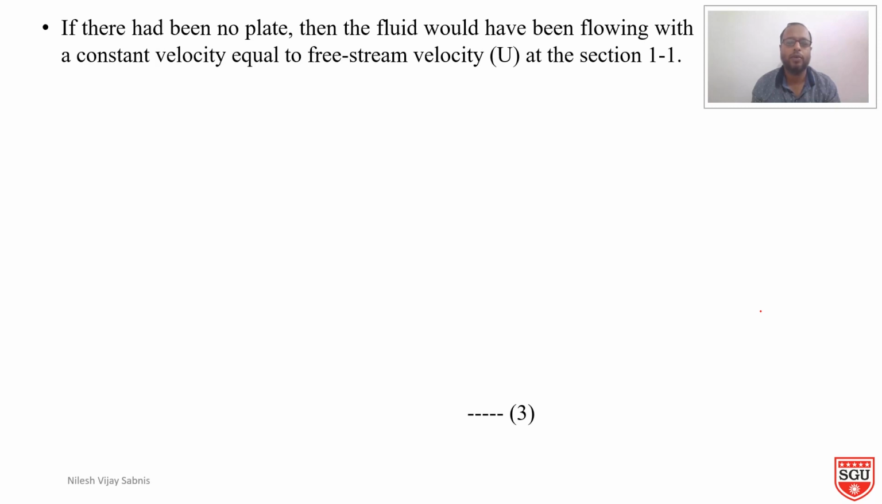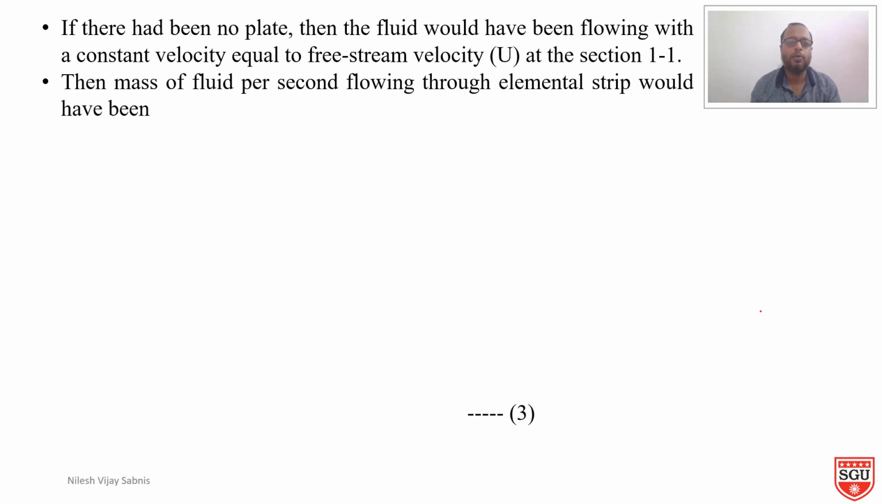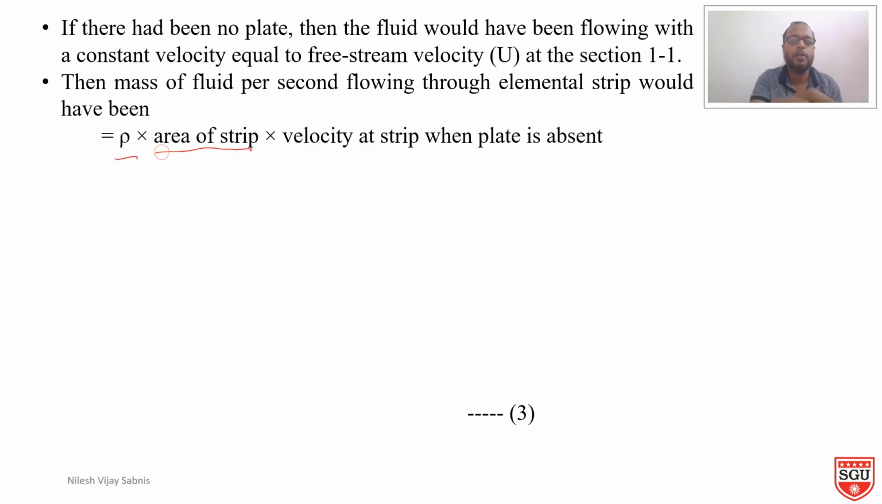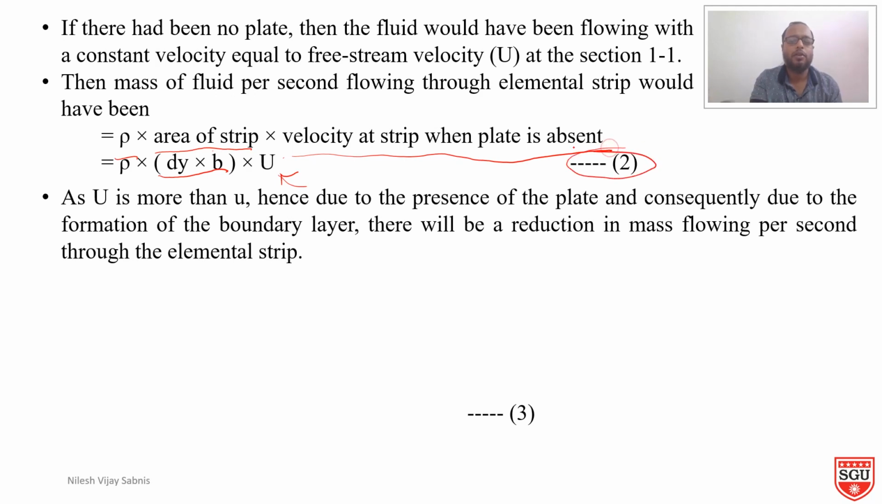at section 1. Then the mass flow of fluid per second flowing through the elementary strip would have been rho, area of the strip, velocity at the strip when the plate is absent. Suppose there is no plate, only the strip is there in the flow, then the area is constant. We will get the equation rho multiplied by area is the same, but what happened? u is converted into capital U. This is the mean stream velocity if the plate is not there. This is equation number 2.